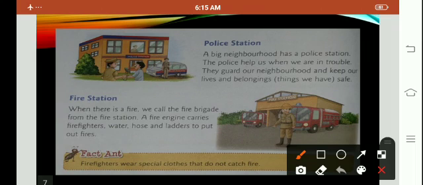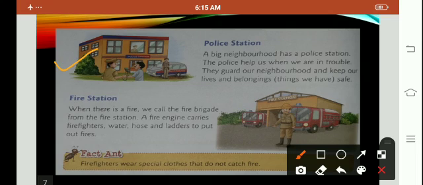So the next picture we see is of a police station. Whenever we have any problem or any robbery takes place, we go to the police station. The policemen and the police station have the responsibility to keep our lives and our belongings safe. They protect us from the thieves.